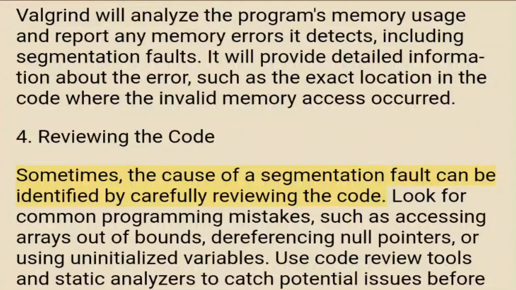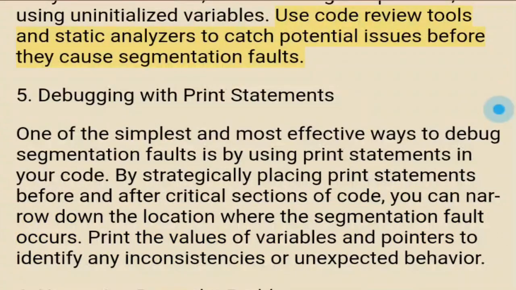4. Reviewing the code. Sometimes, the cause of a segmentation fault can be identified by carefully reviewing the code. Look for common programming mistakes, such as accessing arrays out of bounds, dereferencing null pointers, or using uninitialized variables. Use code review tools and static analyzers to catch potential issues before they cause segmentation faults.